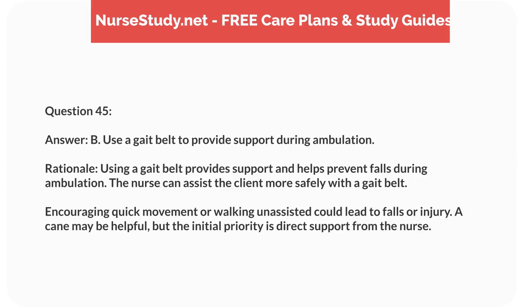Answer B. Use a gait belt to provide support during ambulation. Rationale: using a gait belt provides support and helps prevent falls during ambulation. The nurse can assist the client more safely with a gait belt. Encouraging quick movement or walking unassisted could lead to falls or injury. A cane may be helpful, but the initial priority is direct support from the nurse.